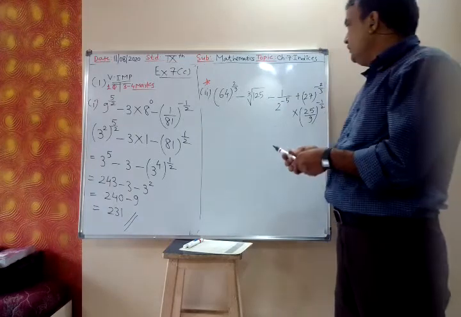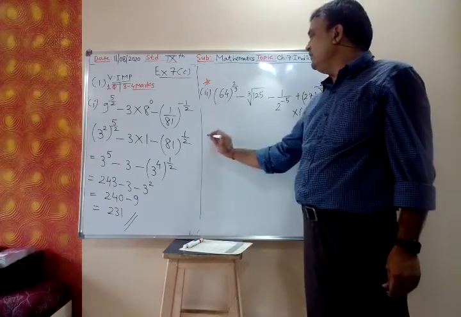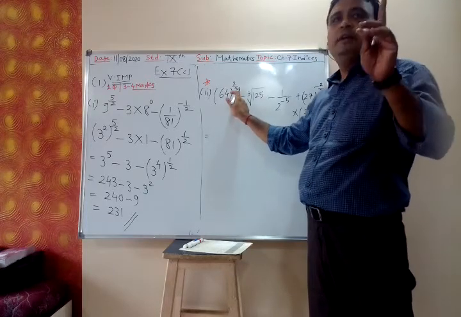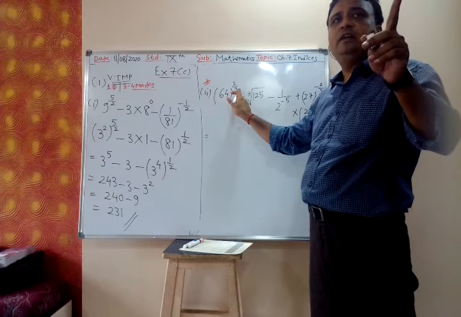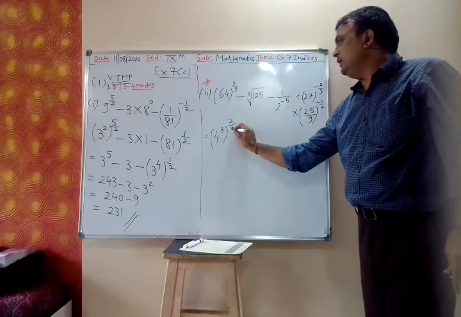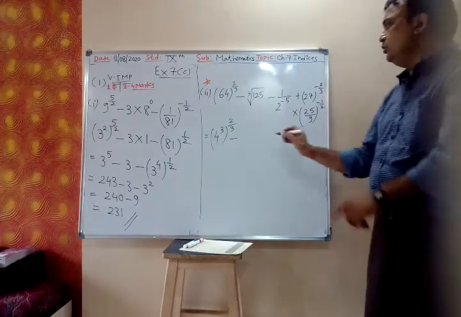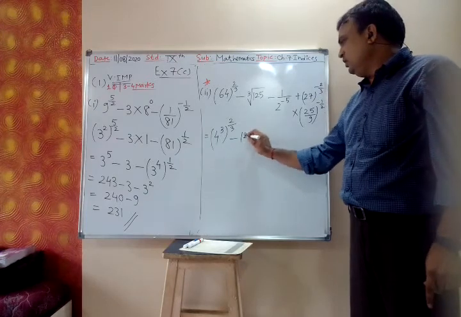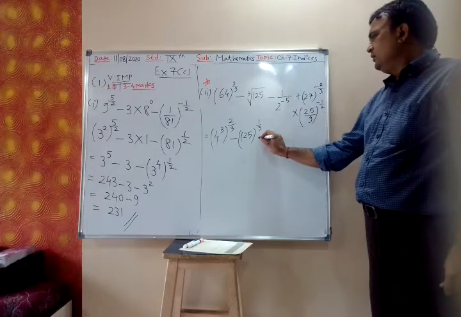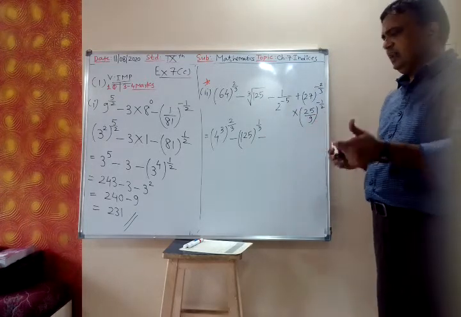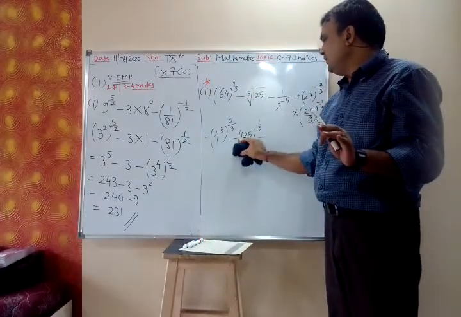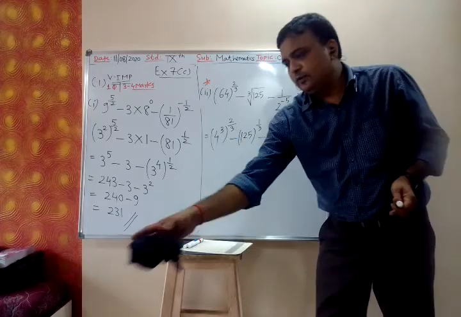Start. 64 raised to 2 by 3. What can you write 64 as? Tell me. The denominator power is 3, so I can write this as 4 cube. 4 cube raised to 2 by 3 minus 125. Cube root means power will be 1 by 3. If you know the value, you can directly write, no step needed.